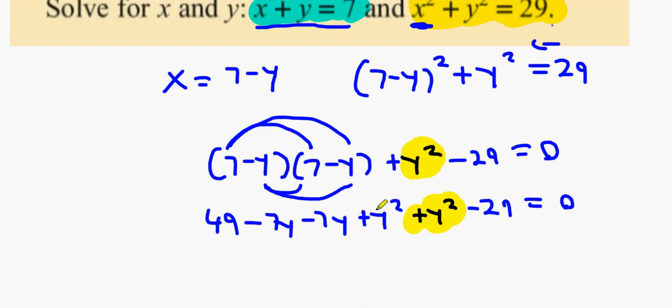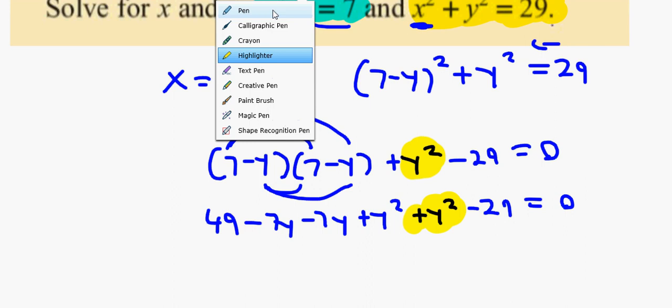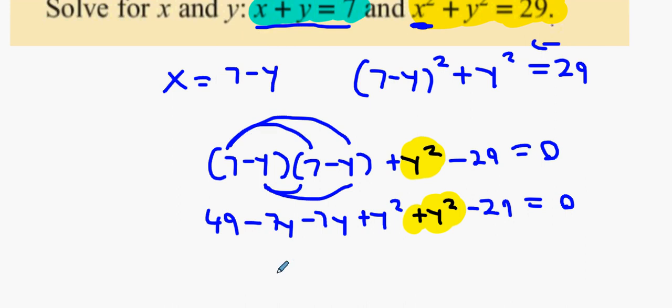Okay. So, what's the next part you think, Christian? Add the y squareds first. So what you get? 2y squared. Minus 7y minus another 7y. Yeah, nearly. It's I owe you 7 quid, and then I owe you another 7 quid. So I currently owe you 14 quid. Okay. Then 49 take away 29.